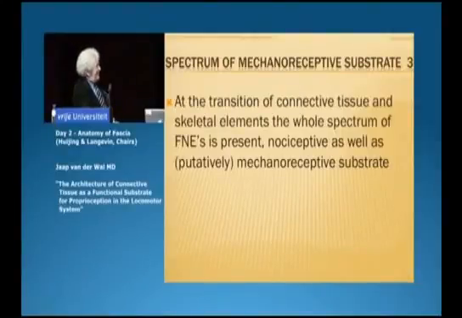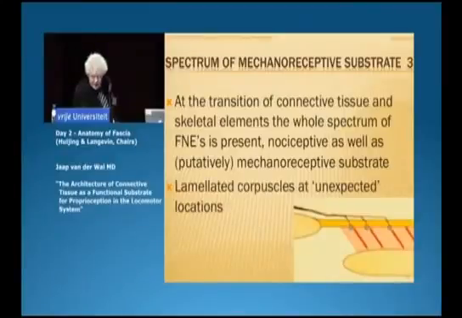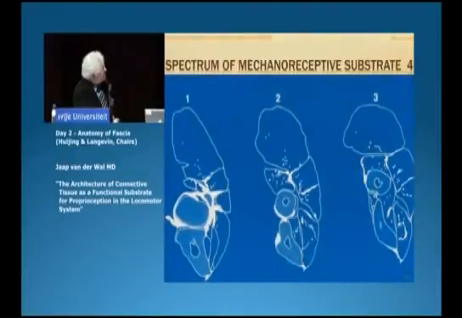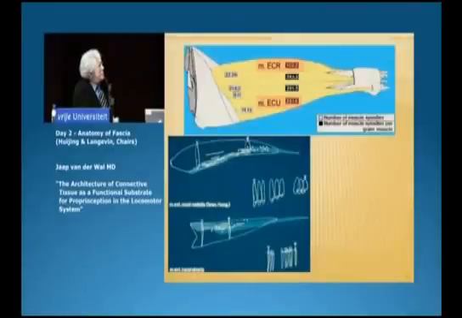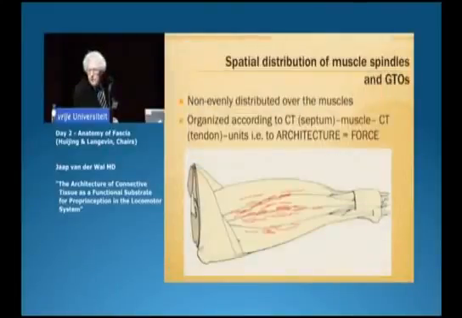To summarize, the organization of the mechanoreceptive substrate was more according to the architectural muscular connective tissue architecture we found there than in the classical bifurcation of ligaments versus muscles. And that was the main conclusion we could draw. I will go very fast. Even the muscle spindles were not organized according to the muscle. They were organized according to the connective tissue.